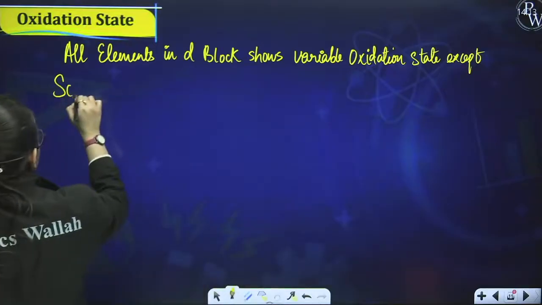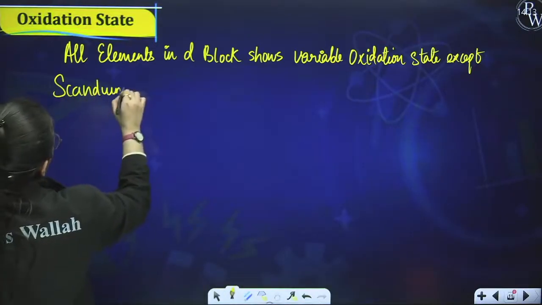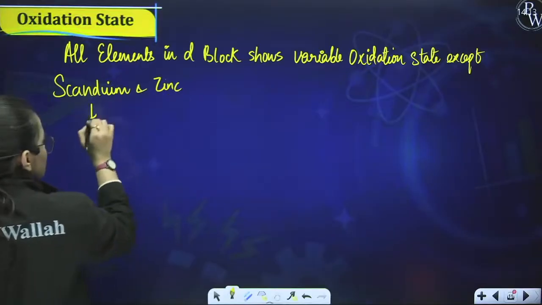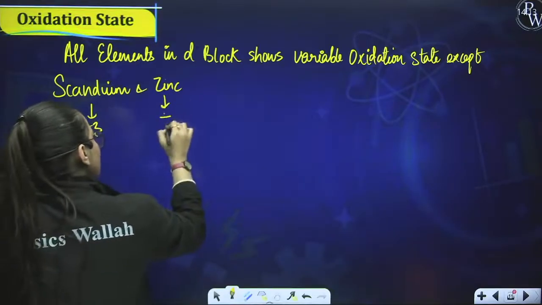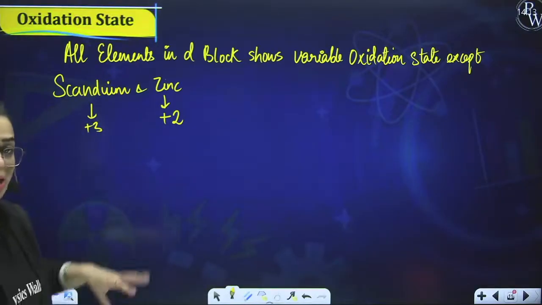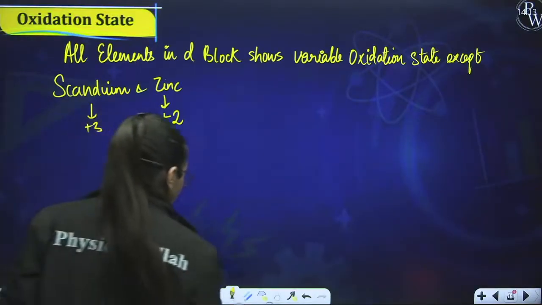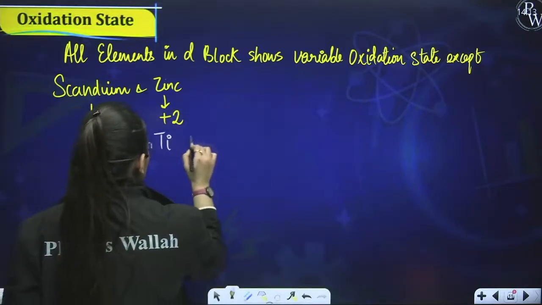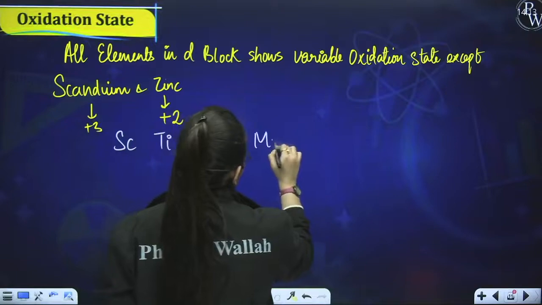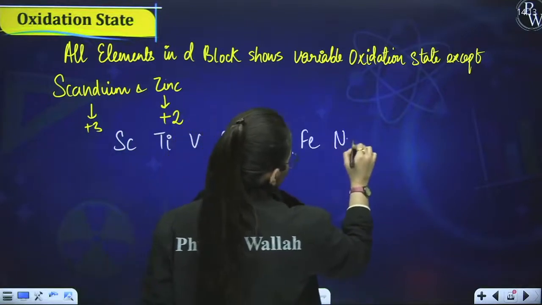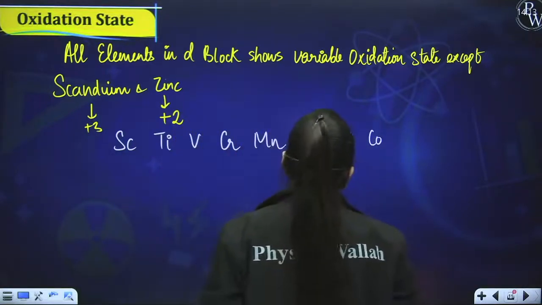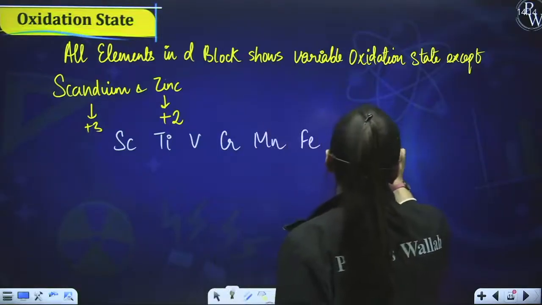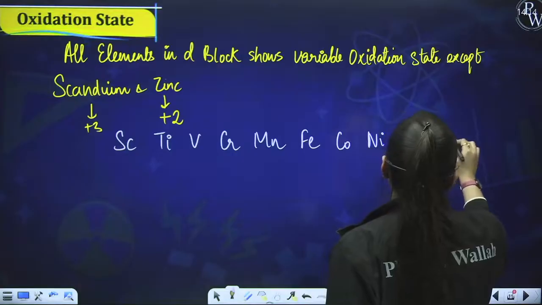Except scandium and zinc. If I talk about scandium, it will show only the +3 oxidation state, and if I talk about zinc, it will show only the +2 oxidation state, but the rest can show many. Now let us write the rest of the elements first of all over here. The rest of the elements are scandium, titanium, vanadium, chromium, manganese, iron, cobalt, nickel, copper, zinc.